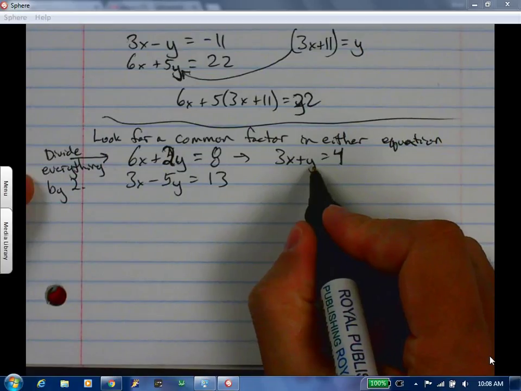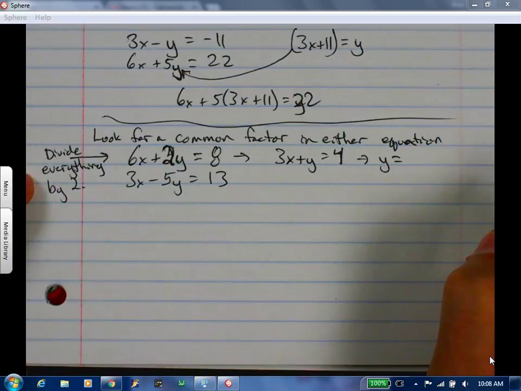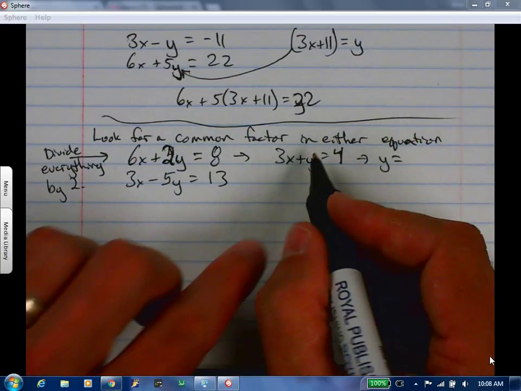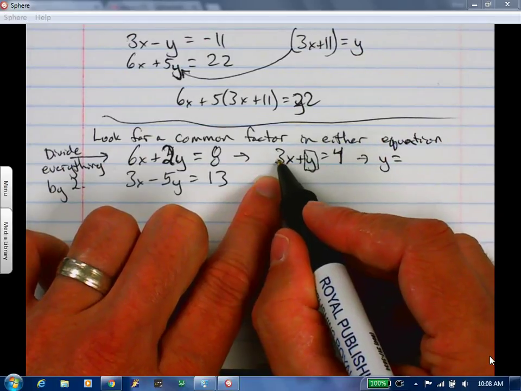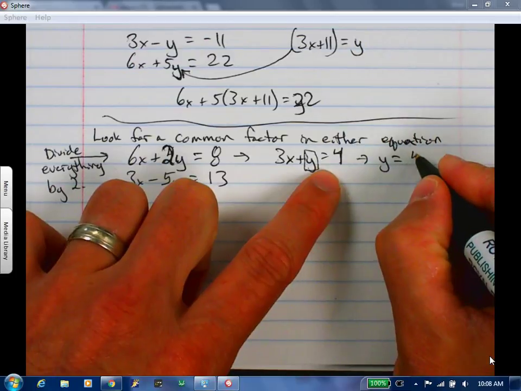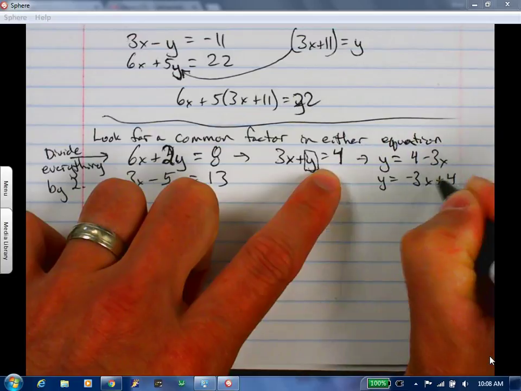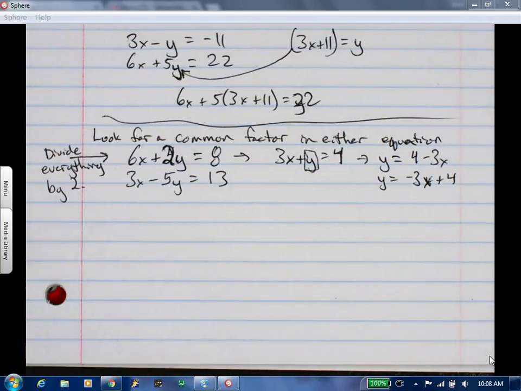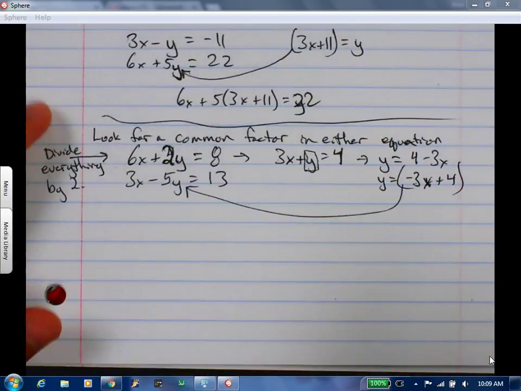So how does this one solve for y then? What do you get here? Do you get y equals what? Y equals 4 minus 3x. So the 3x's on this side is positive. When you take it over, it becomes negative. So the 4 is positive, so it's 4 minus 3x. You can write it negative 3x plus 4. Those are the same. Either way is okay. And then you'd substitute it for y. And you're good to go.